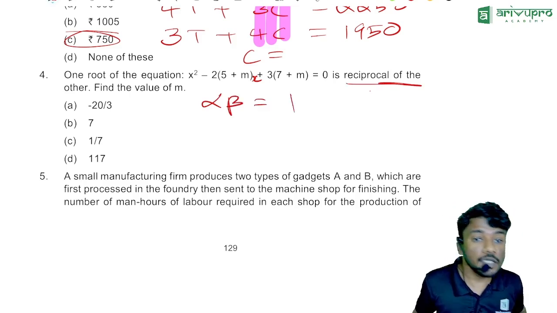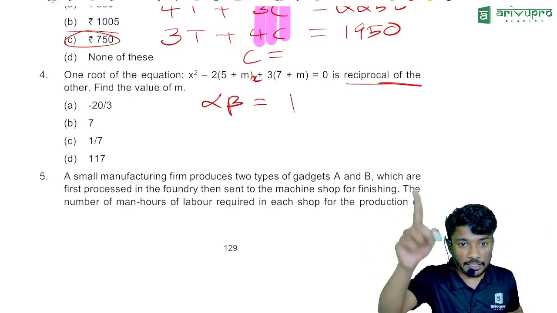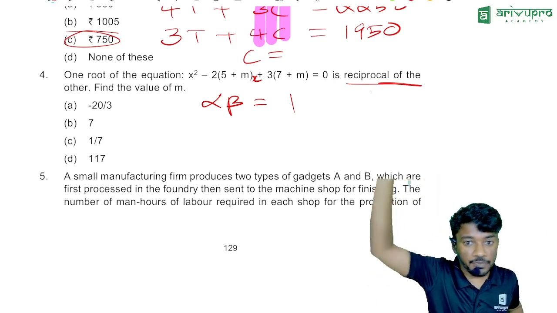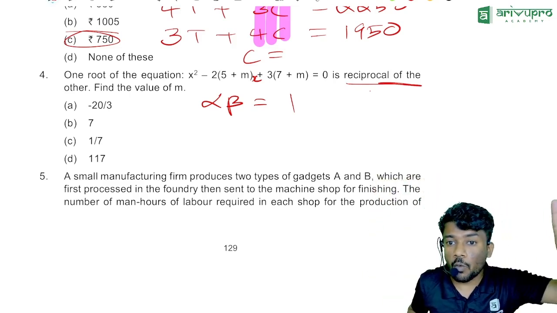Chetan, what happened? Yes. If anything is there, ask me. Okay. Yes. Product is 1.